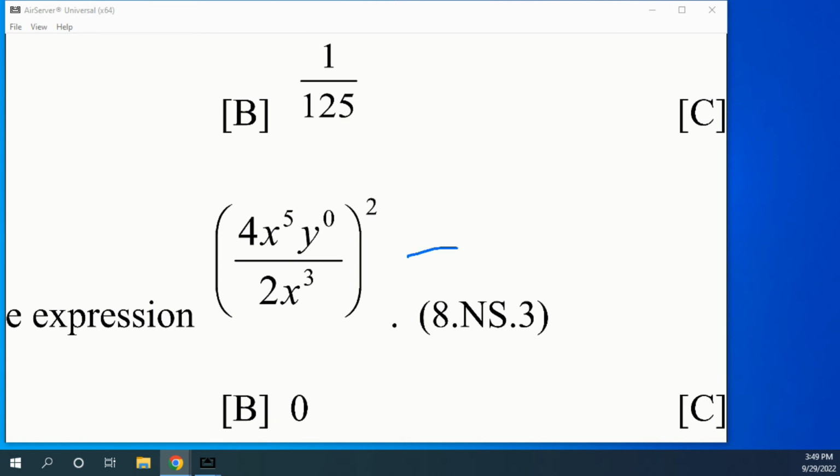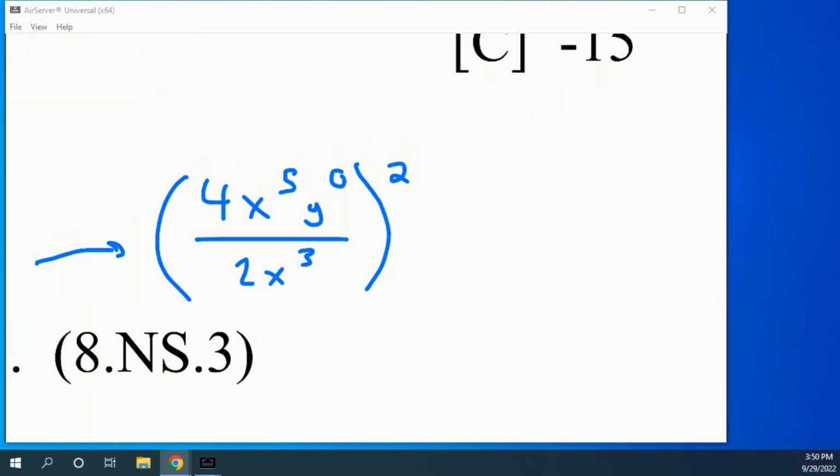So I'm going to rewrite this. 4x to the 5th, y to the 0 over 2x cubed. This is all being squared right here. So kind of break this down. What can we do here? Well, 4, so let me draw this. 4 divided by 2 is 2. So I'm going to go ahead and have that 2 there.